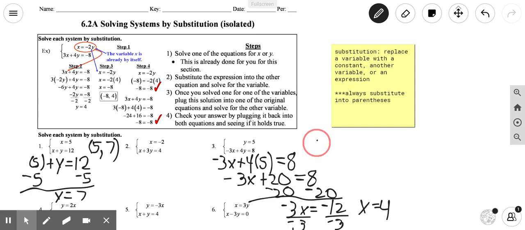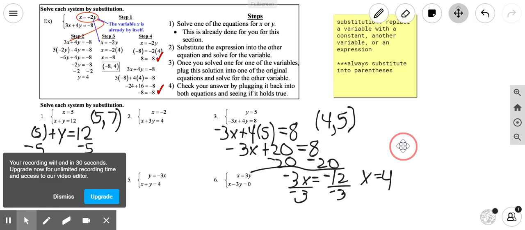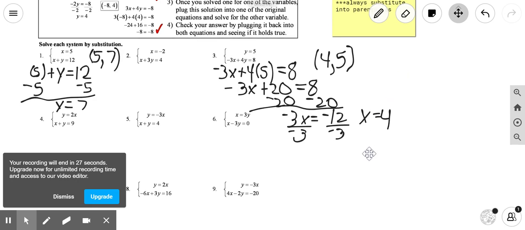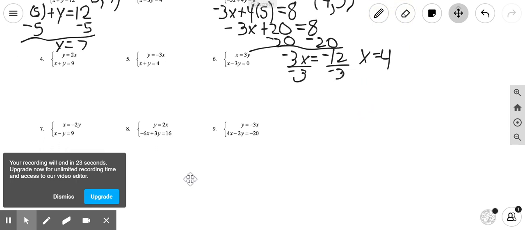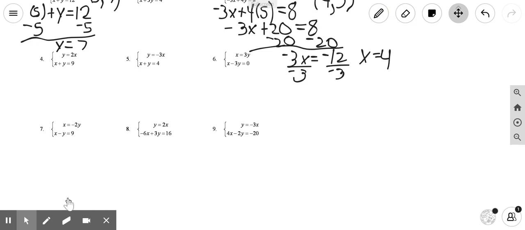We'll go ahead and write our solution as an ordered pair. So 4, comma, 5. So that's what you do when one of the variables is isolated and just a number. All right, now let's take a look at what happens when we have a more complex situation. I'll do that in the next video.